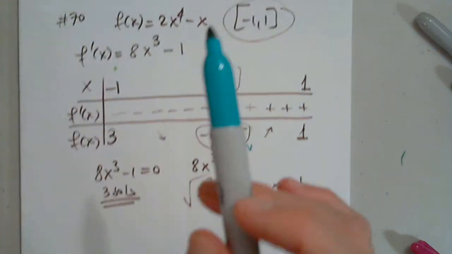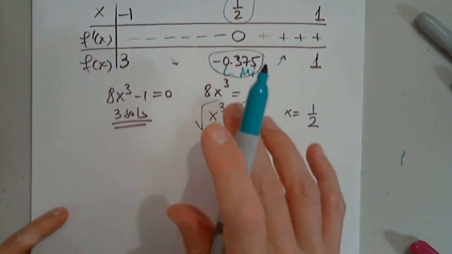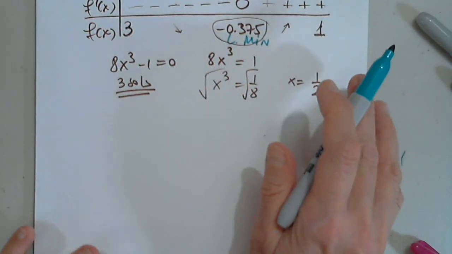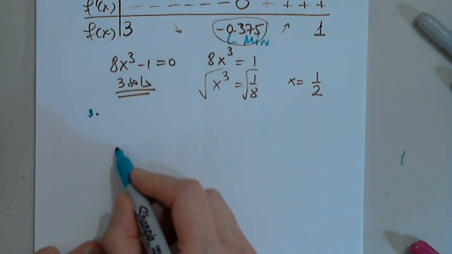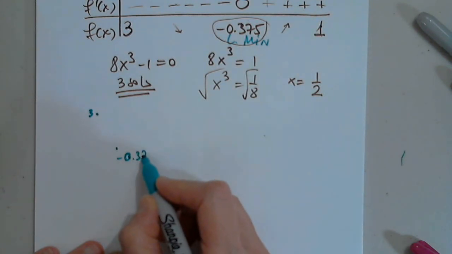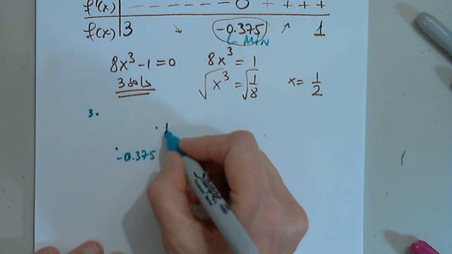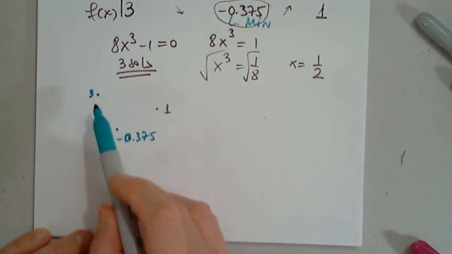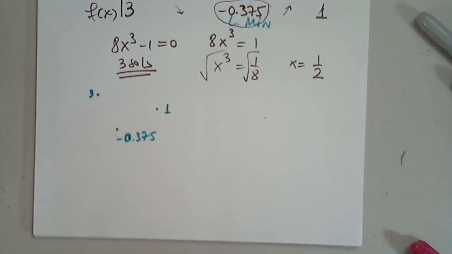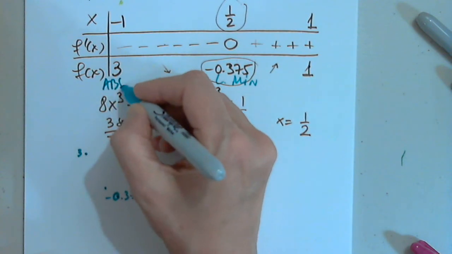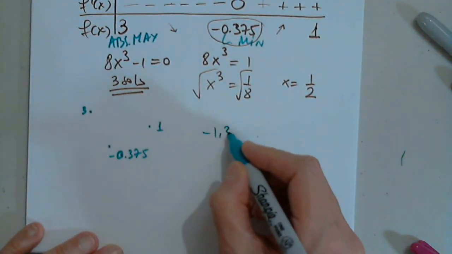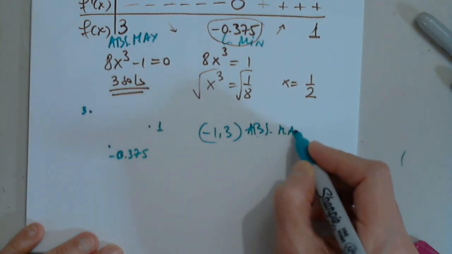Now we are really asked to find absolute. So I'm not graphing the function. I just want to show that the y value is here at 3. The next y value is here at negative 0.375, and this value is up here at 1. From all these 3 values, which one is the absolute maximum? Three. Yes. So negative 1 comma 3, absolute max.